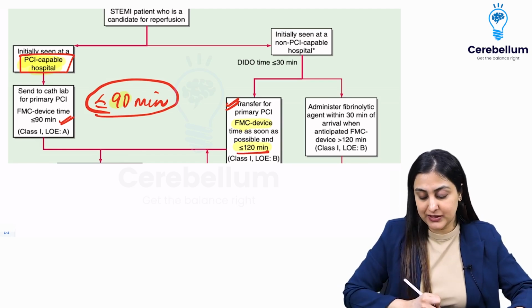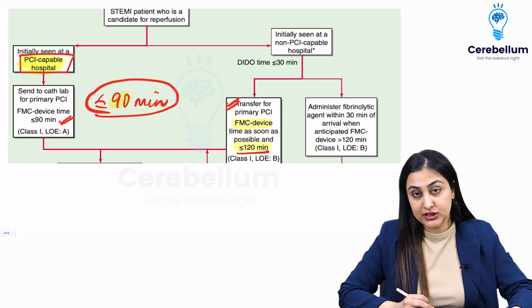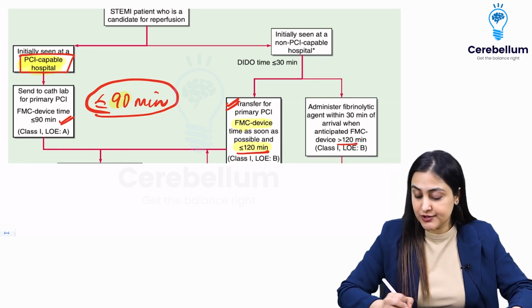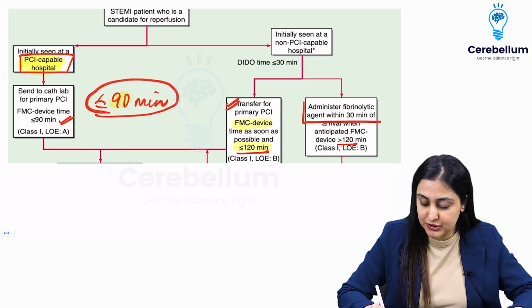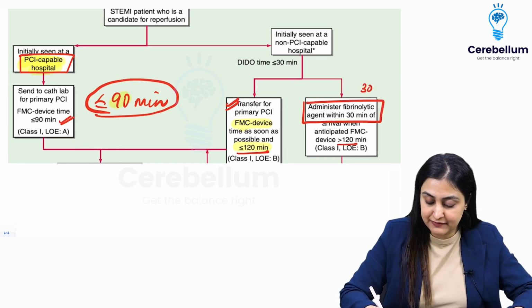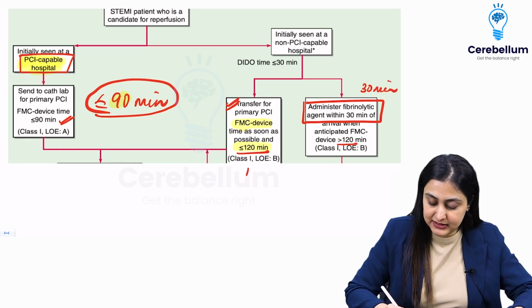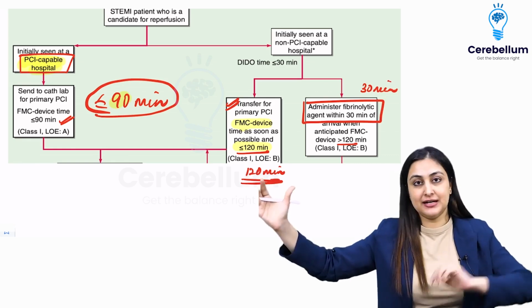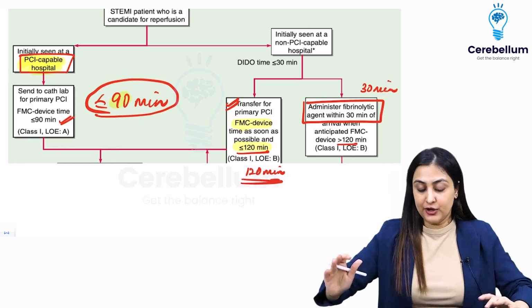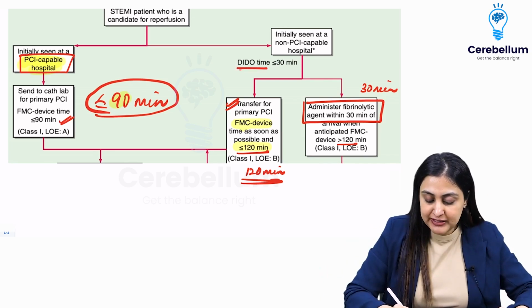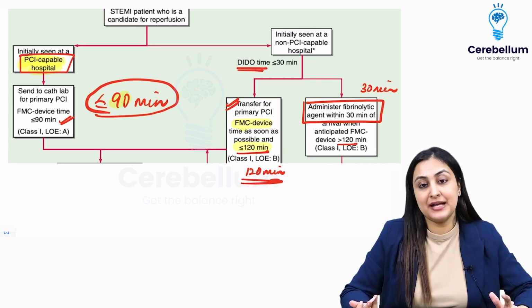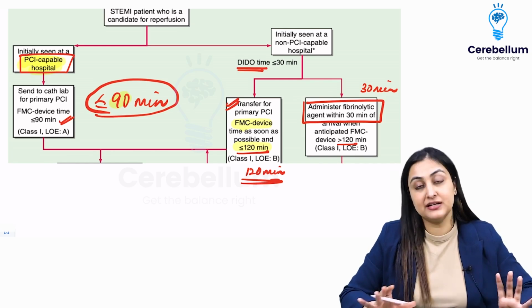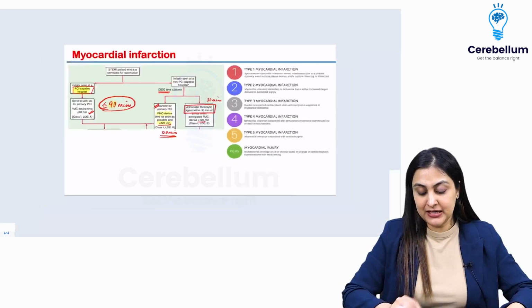Alright, so this is 120 minutes. But if that is not the case, if that would be more than 2 hours, then you want to administer fibrinolytic within 30 minutes of arrival. So three numbers: 90, 30 and 120. Alright, so everything comes together nicely. So 30, 90, 120. Alright, what is DIDO? DIDO is basically door in, door out time. So if you're going to send the patient, send in 30 minutes. Okay, so this is very, very important.